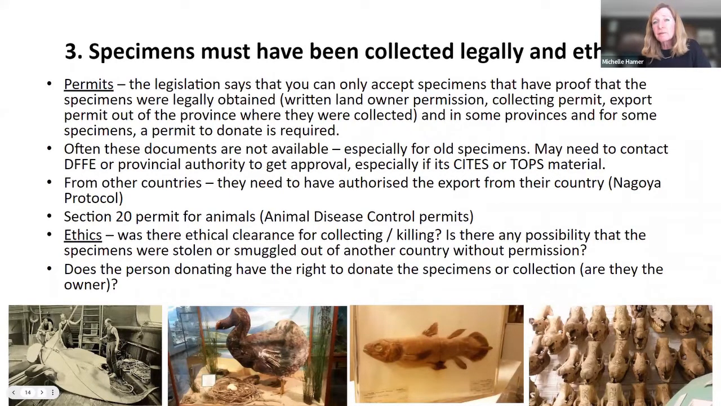And then if you're accepting material from other countries, we have to make sure that it was authorized that the material leave that country. That's usually in relation to the Nagoya Protocol. There has to have been an access and benefit sharing agreement signed between our country and their country for them to hand that material over to us.